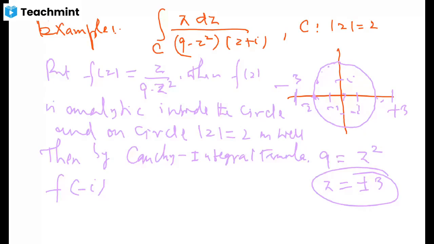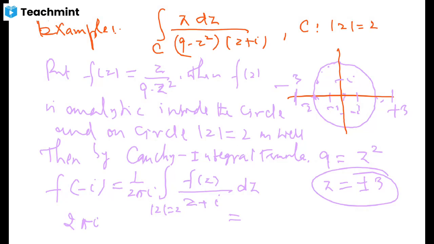See, by Cauchy integral formula, it would have been 1 upon 2 pi i, integral over this circle mod z equals 2, of f(z) upon z minus z naught, where z naught is minus i, that is z plus i. So you substitute the values here, and you will have 2 pi i. I shift it to the left hand side, so 2 pi i f of minus i is equal to the integral.